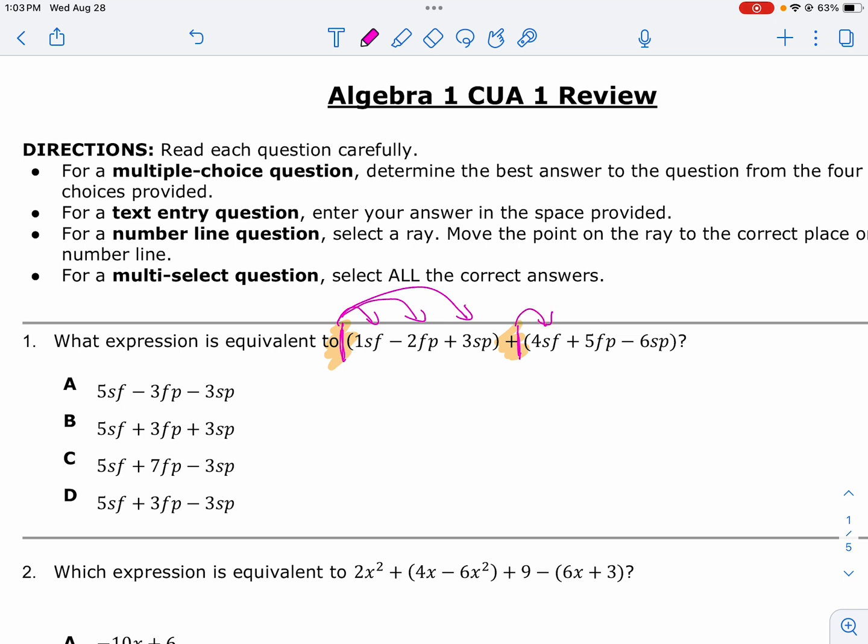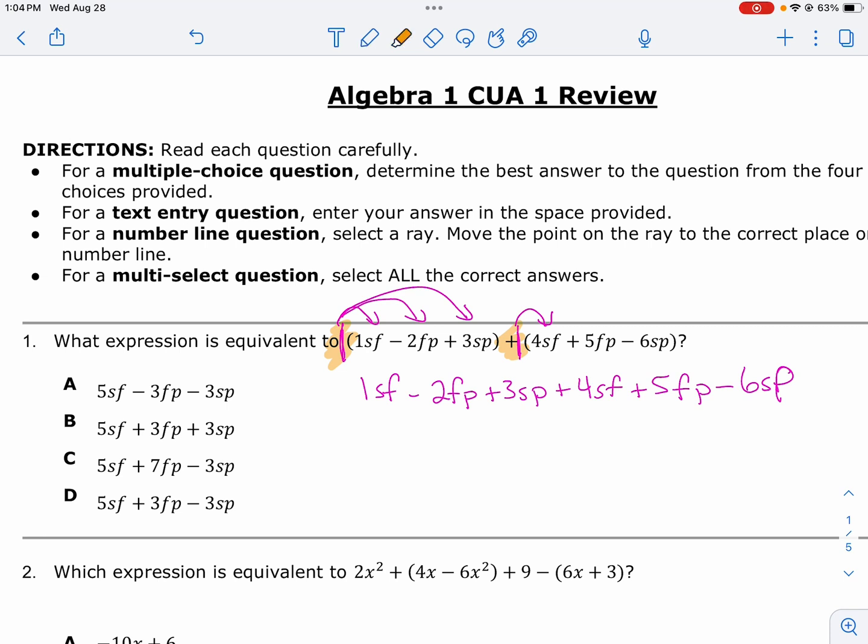This 1 times 4SF is still 4SF. So as long as you have no numbers, no negative signs, you're fine. You don't need to drop the parentheses. So I'm going to go ahead and write it down below. 1SF minus 2FP plus 3SP, and then plus 4SF plus 5FP minus 6SP. Your next job is to combine like terms.